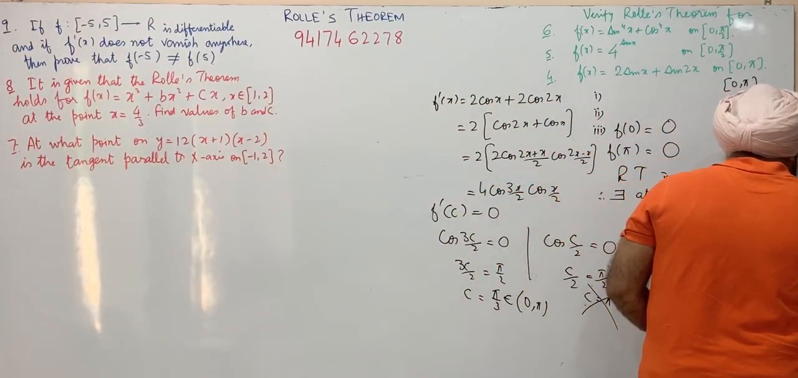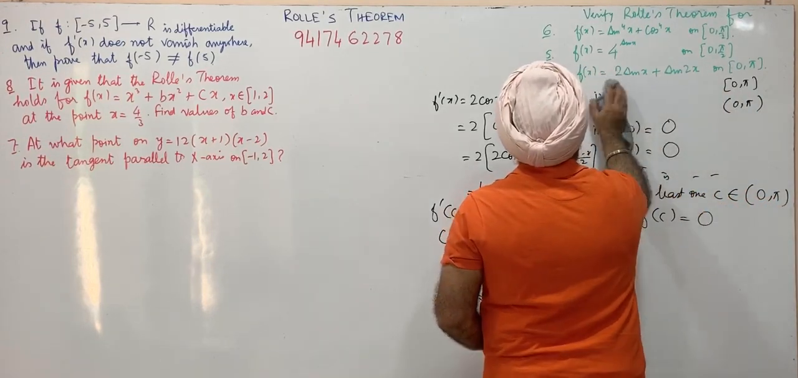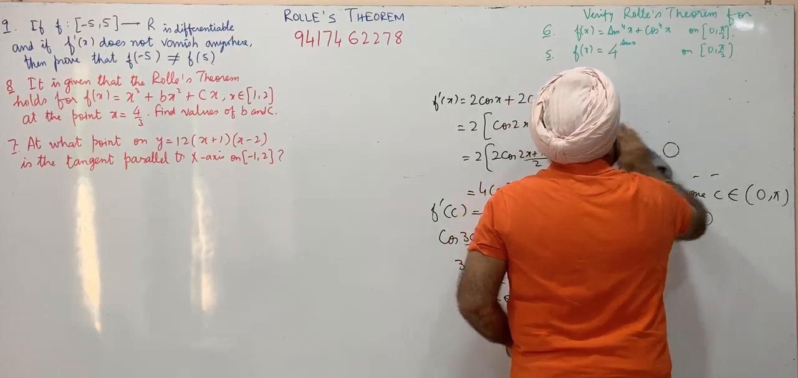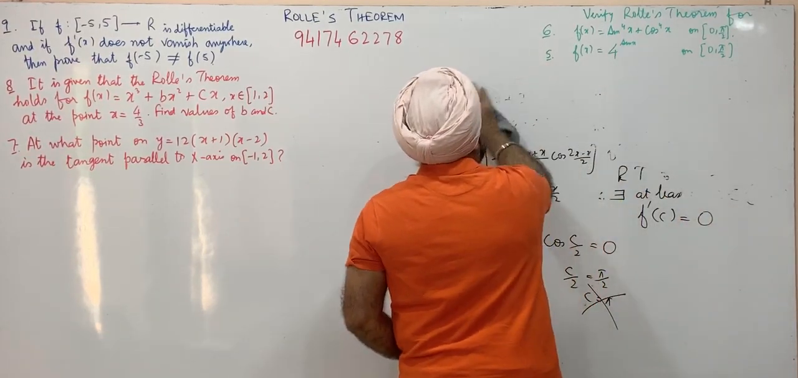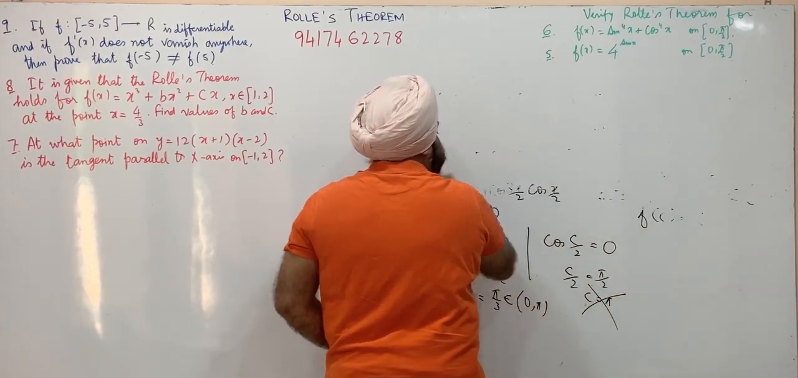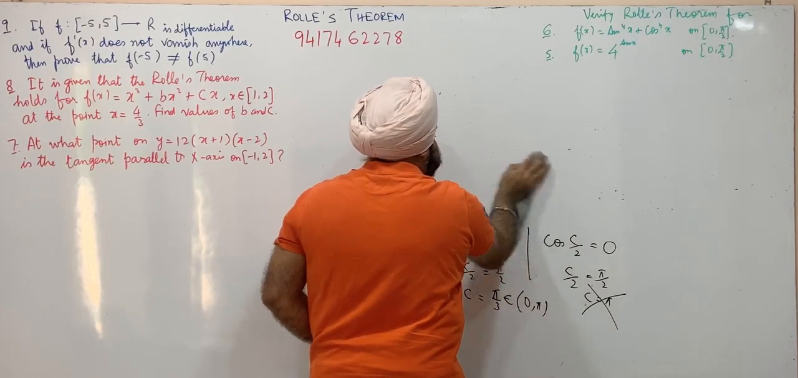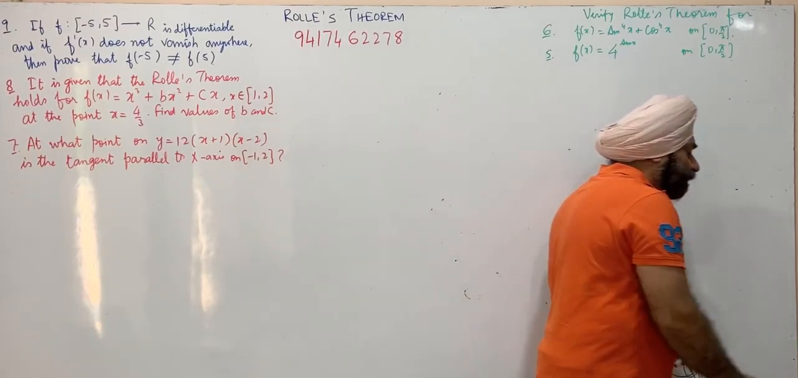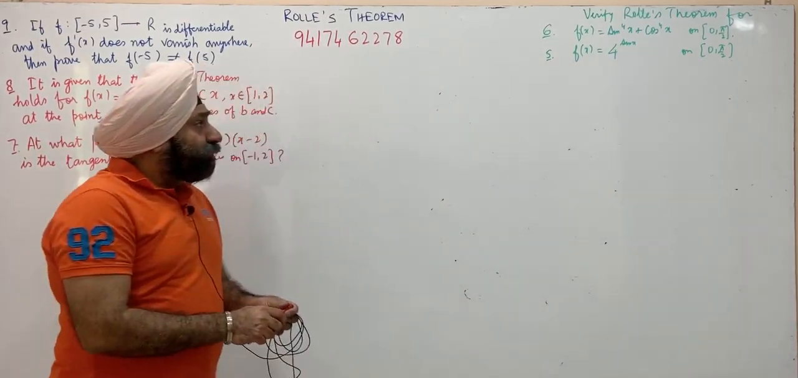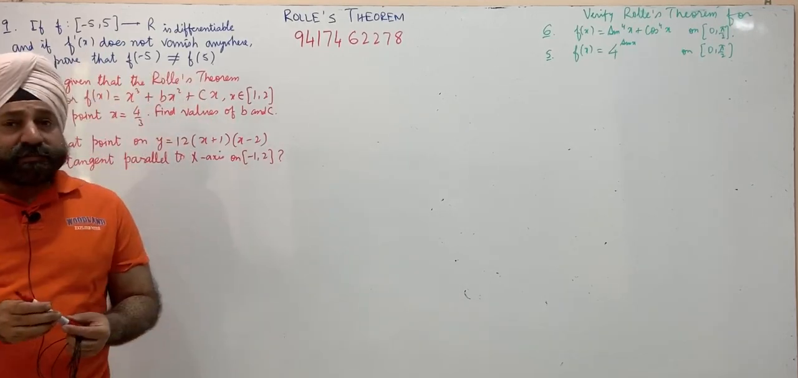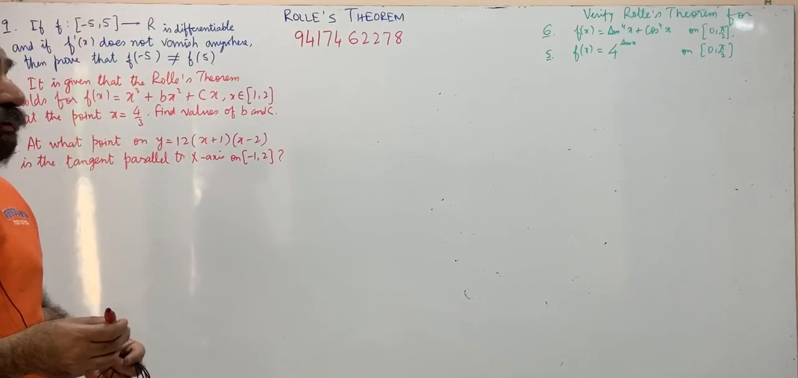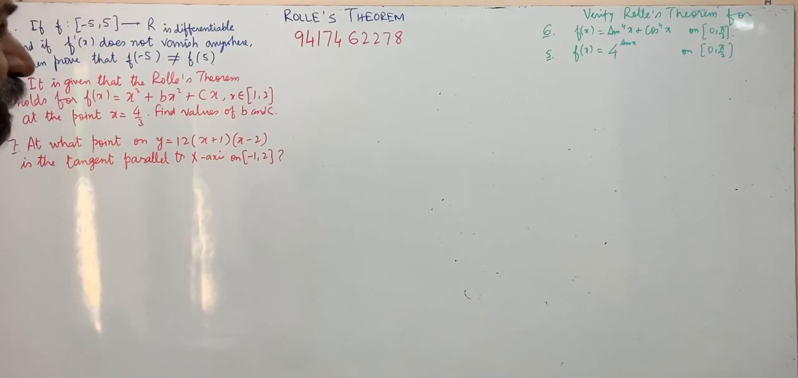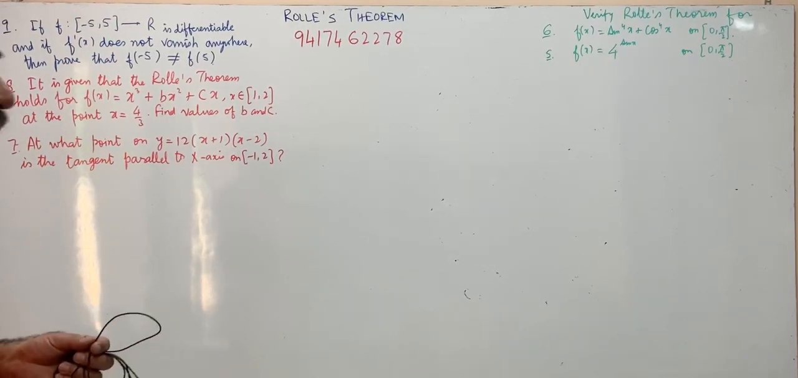The next one, we have f of x as 4 raised to sin x, and x is in the interval from 0 to pi, that is, the first quadrant. So what is 4 raised to sin x? It's a composite function of an exponential function and a sine function. From the properties of functions we know that if f of x is continuous and g of x is continuous, their composite function is also continuous. Similarly, if f of x is differentiable and g of x is differentiable, their composite function is also differentiable.